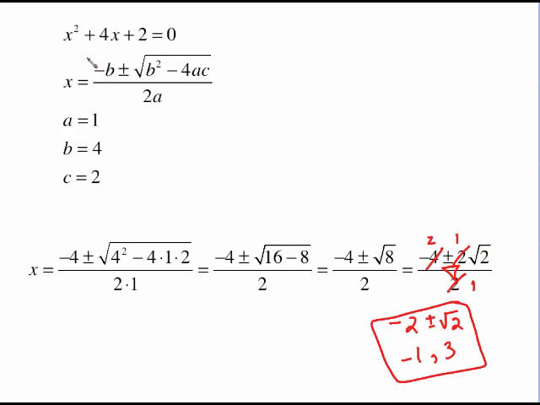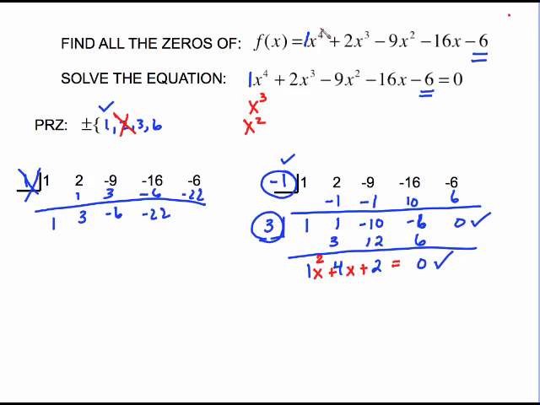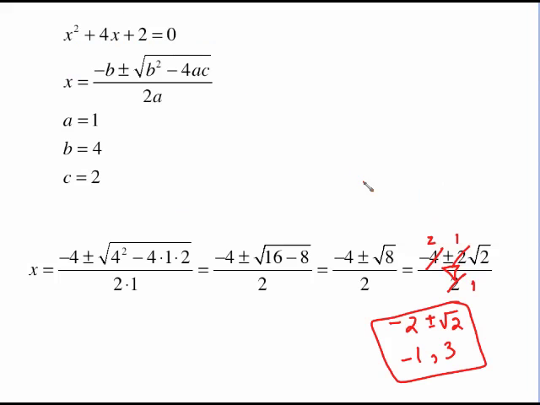Recall that the power on your equation dictates how many roots you're going to have. So x to the 4th is what told me I was going to get 4 answers, and that's what I got.